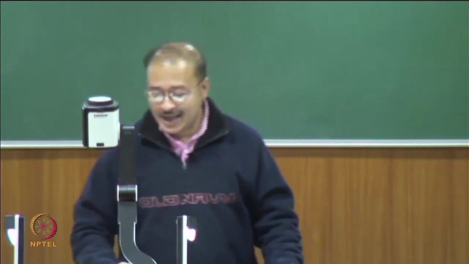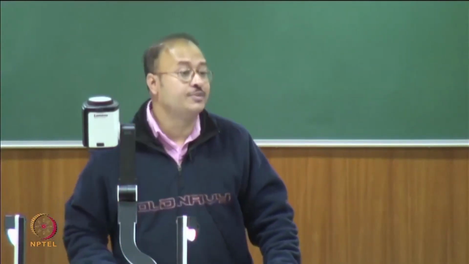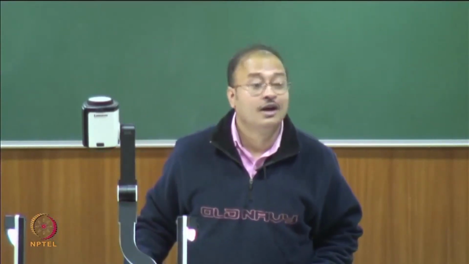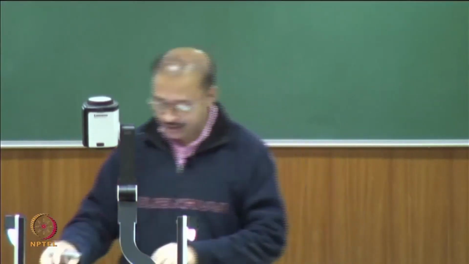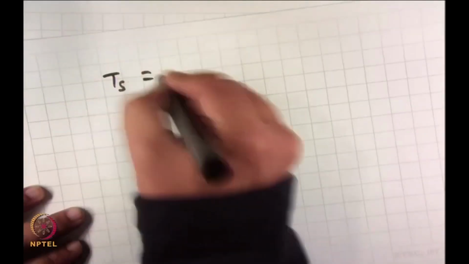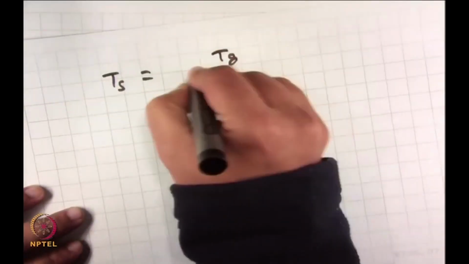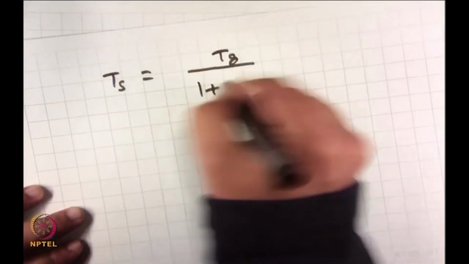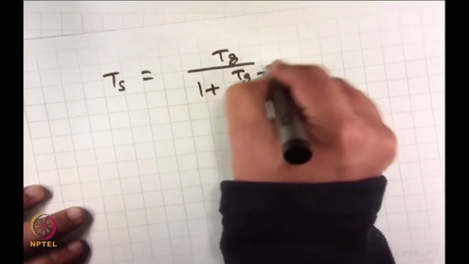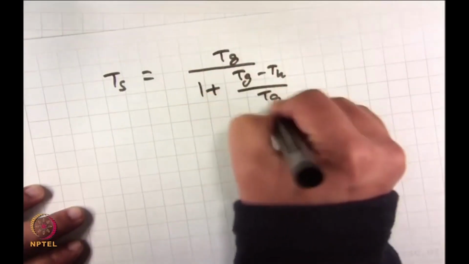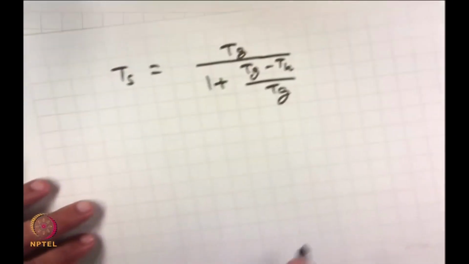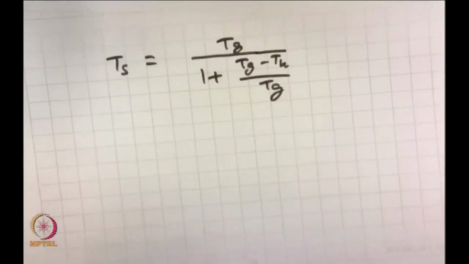What is delta H over delta Cp? Tg minus Th. Okay. So, what I can then replace it by is Ts equal to T of G times 1 plus (Tg minus T of H) over T of G, because I know what delta H by delta Cp is.